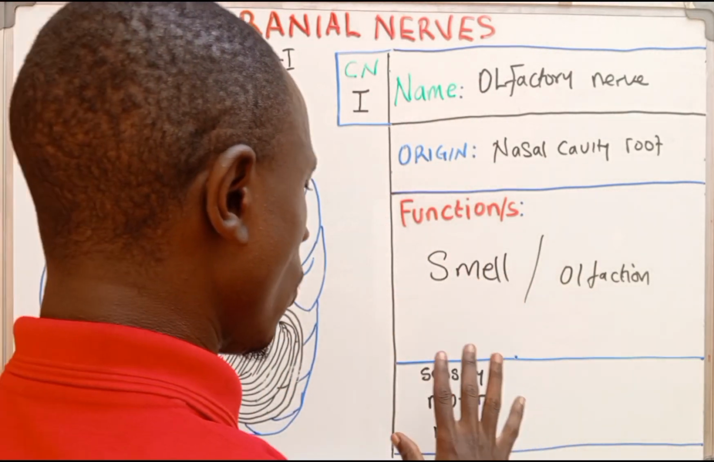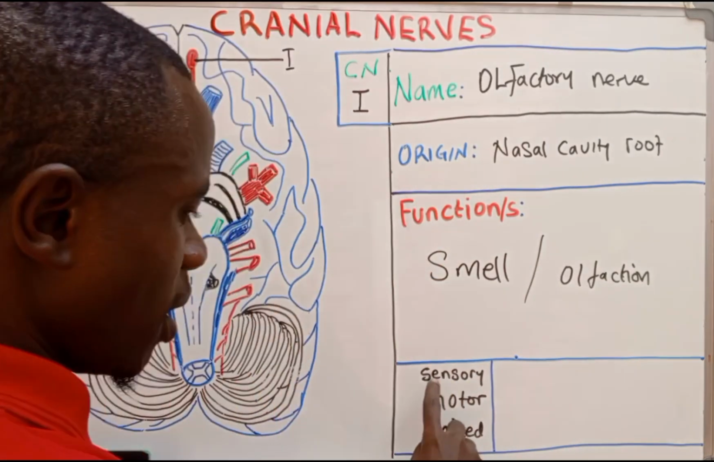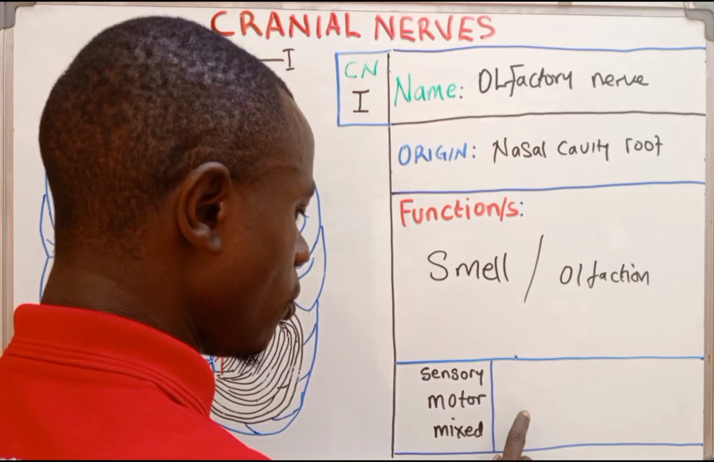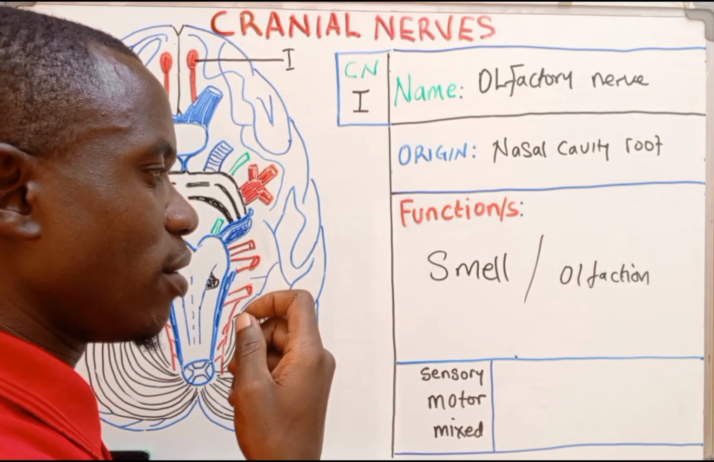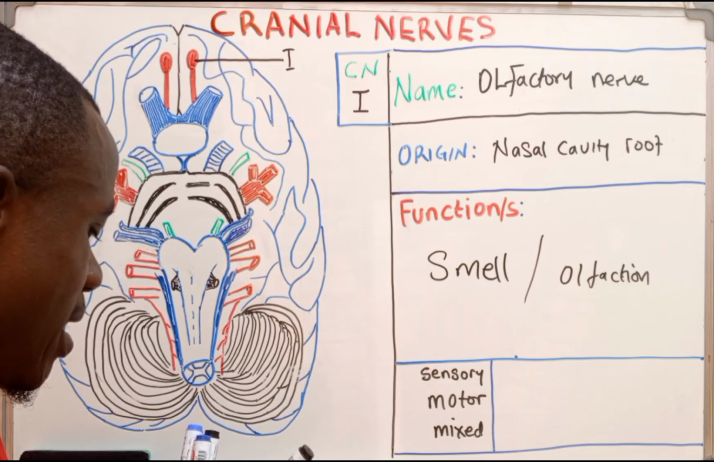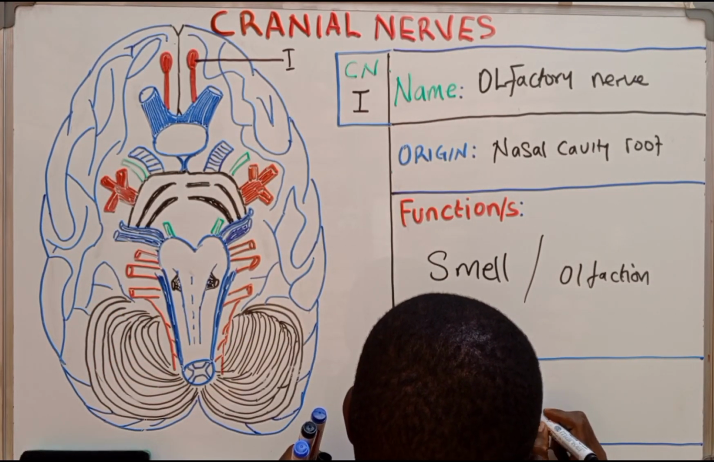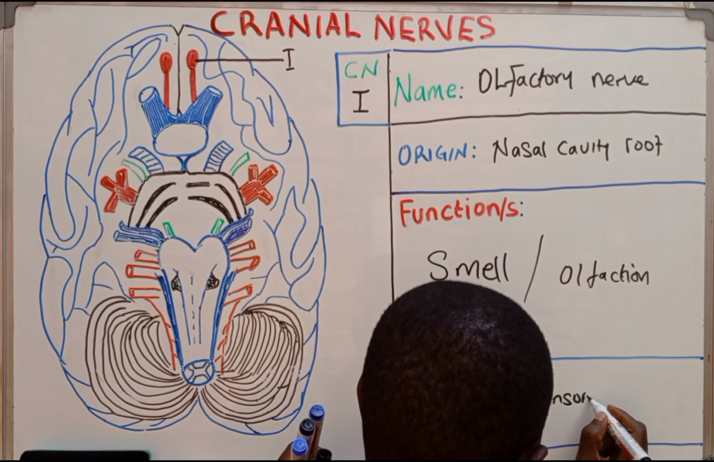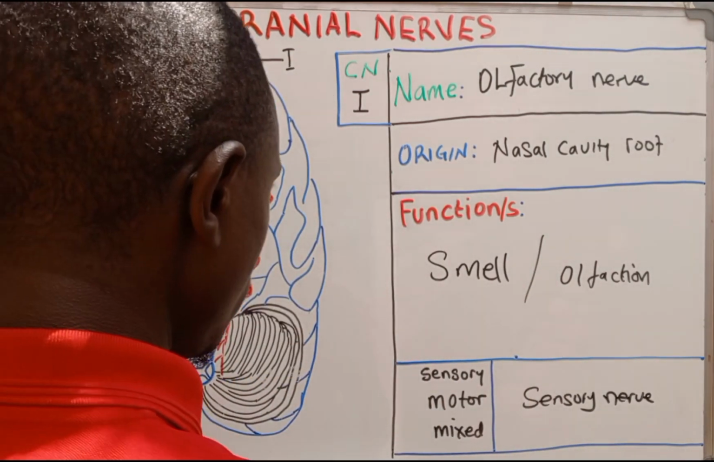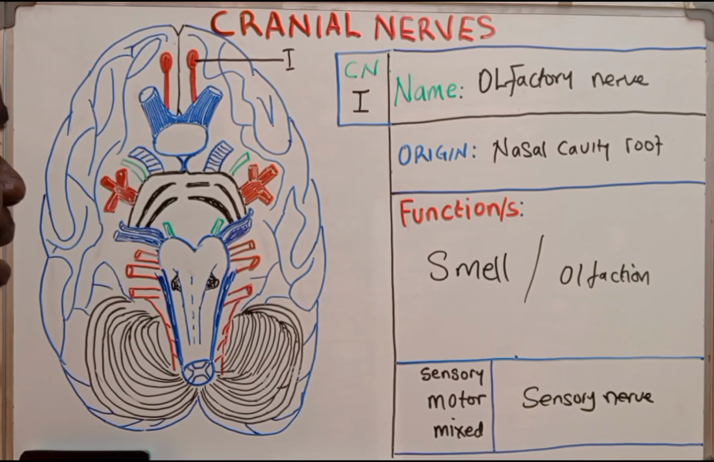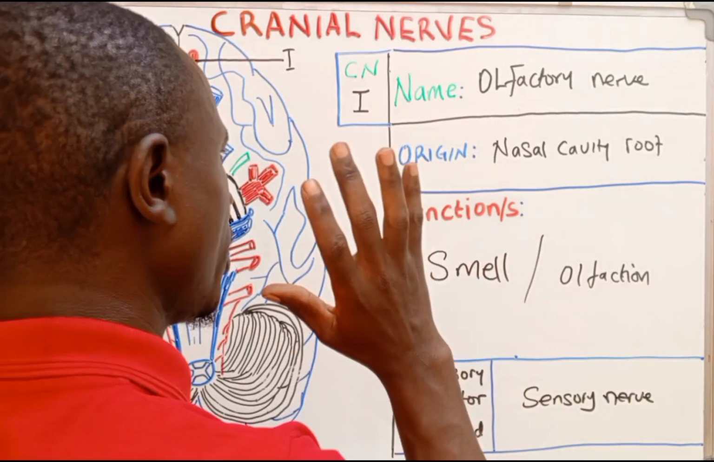Okay, and then what kind of fibers do we find in the olfactory nerve? Is it sensory, is it motor, or is it mixed? The fact that it is taking sensation from the nose for the case of odor means this cranial nerve is going to be a sensory nerve. Okay. So now that is cranial nerve number 1. That is the most important thing you need to know about the olfactory nerve.